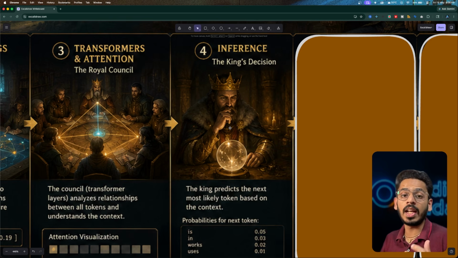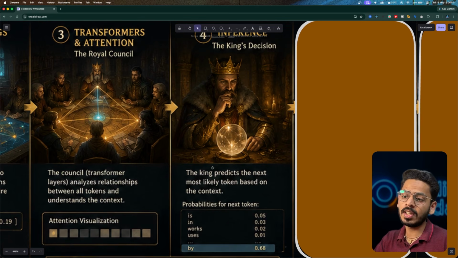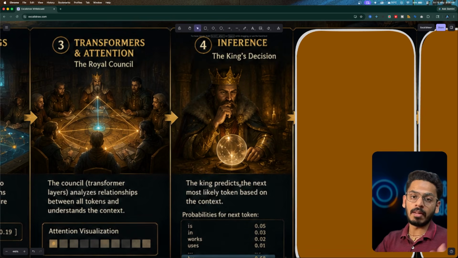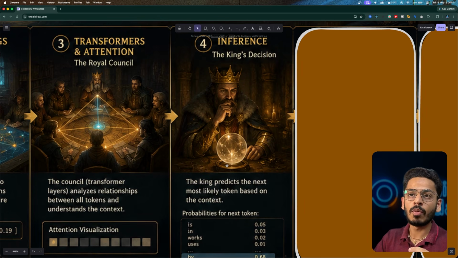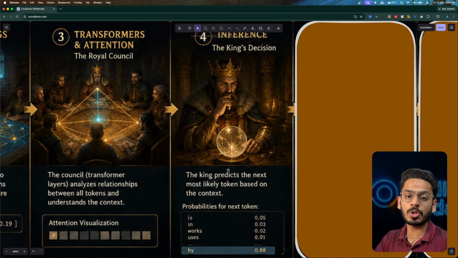Here we do the inferencing, where we have the king's decision. What happens over here is the king predicts the next most likely token based on the context. Based on the input, embeddings, and the context, the king will predict what should be the next token or the next word that I'm trying to give here.